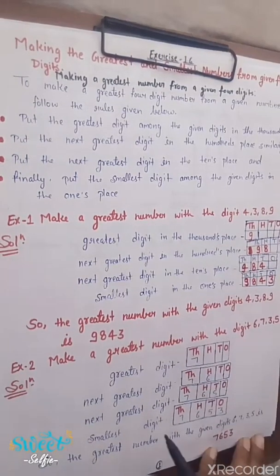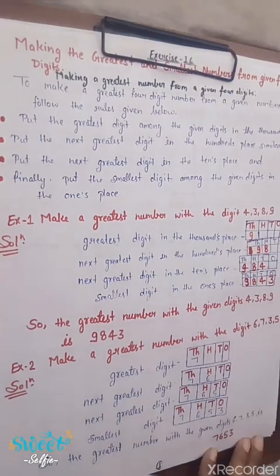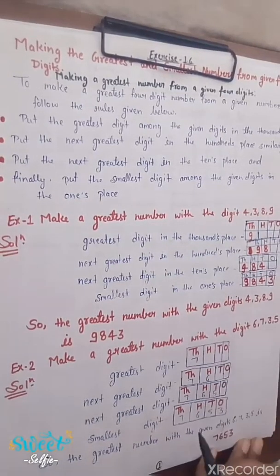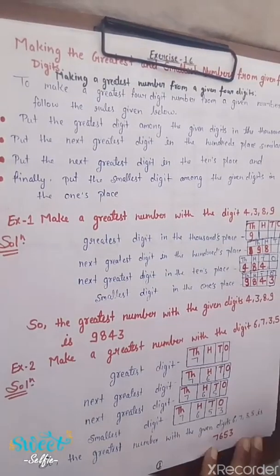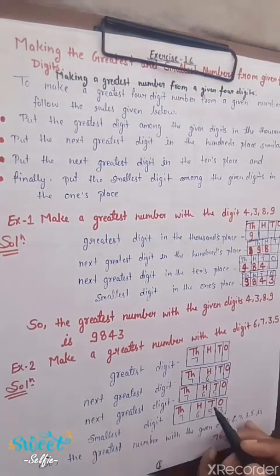After that, which is the next greatest digit? Yes, so we will write 6 at the hundred place. And the next greatest digit, which is it? Yes, this is 5. So we will write 5 at the tens place.